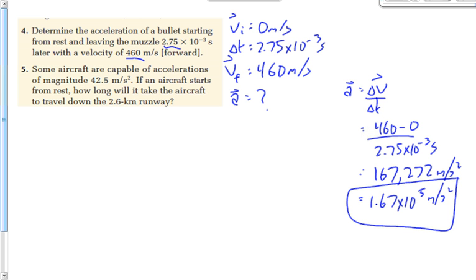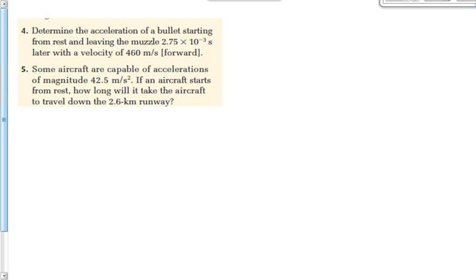Number 5. Some aircraft are capable of accelerations of magnitude 42.5 meters per second squared, which is about 4 Gs. Okay, that's more tolerable than 16,000 Gs. Although you will start passing out. Most of you, at least, would start losing consciousness at 4 to 5 Gs if you experience that. You wouldn't necessarily die, though.